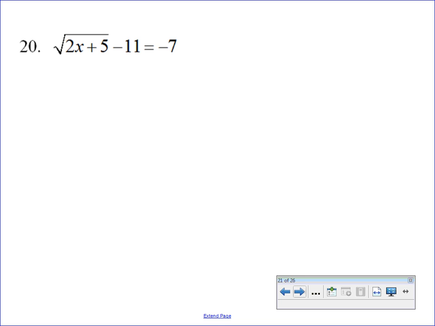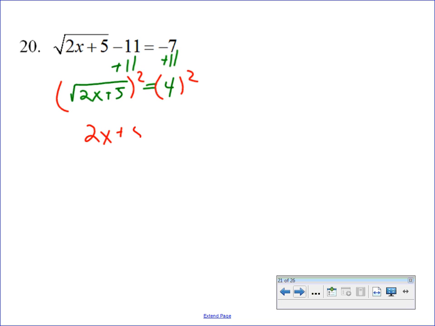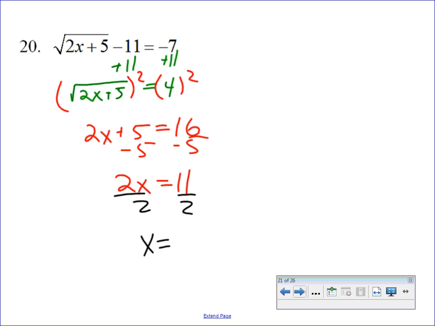Here, remember, you have to isolate the radical first. So we're going to add 11 to both sides, and I'll get the square root of 2x plus 5 equals 4. Now I have the radical isolated. I can square both sides, and I'll get 2x plus 5 equals 16. I'll subtract 5 from both sides, and I'll get 2x equals 11. Divide both sides by 2, and I will get x equals 5.5, or 11 over 2. I'd accept either of those answers.